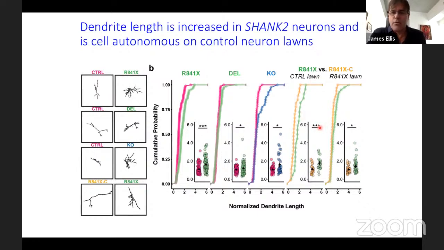And here we've grown the mutant cells on a control line of neurons, but it was pointed out that in vivo, the mutant neurons would not be surrounded by control neurons, so we redid it with them growing on unlabeled mutant cells, and you still see this phenotype. We also looked at synapse numbers.